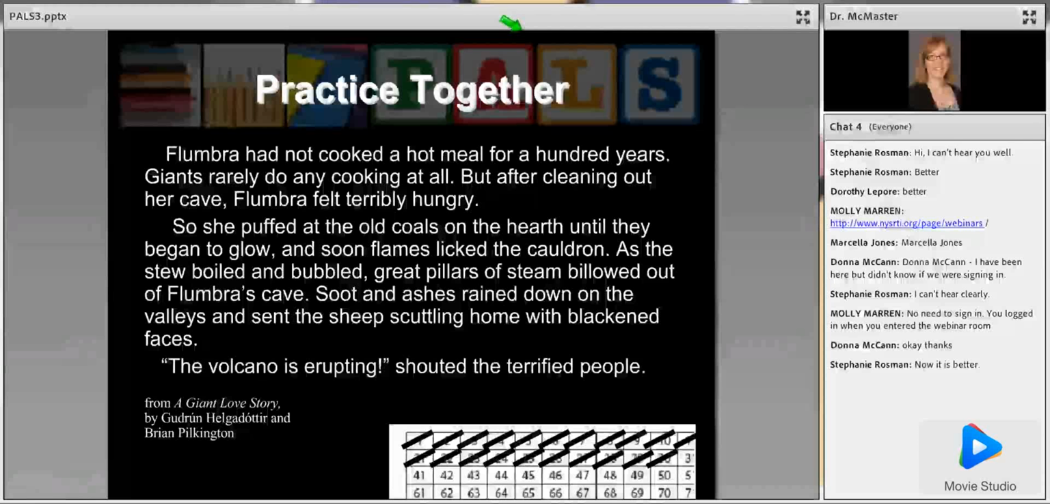Flumbra had not cooked a hot meal for 100 years. Giants rarely do any cooking at all. But after cleaning out her cave, Flumbra felt terribly hungry.